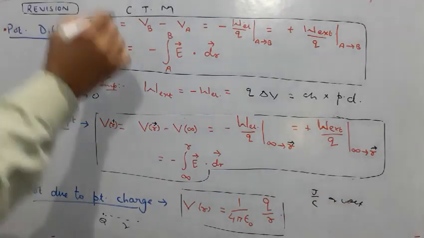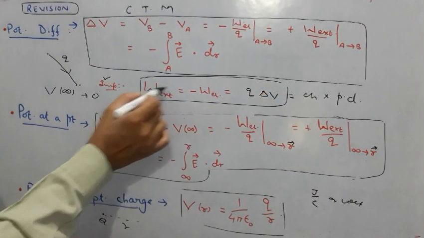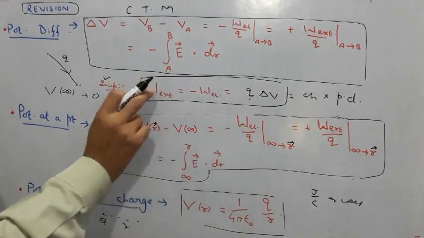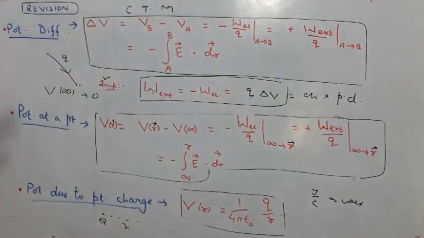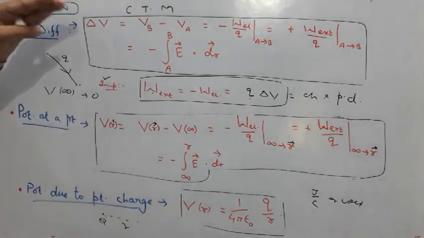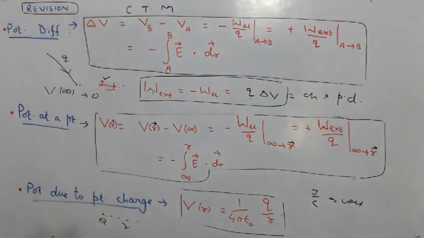Today we would need this particular equation time and again. So please remember this: W is equal to Q into delta V. External work is equal to charge into potential difference. I would suggest all of you to write these formulae as a summary in your note, then proceed further for the next topics.